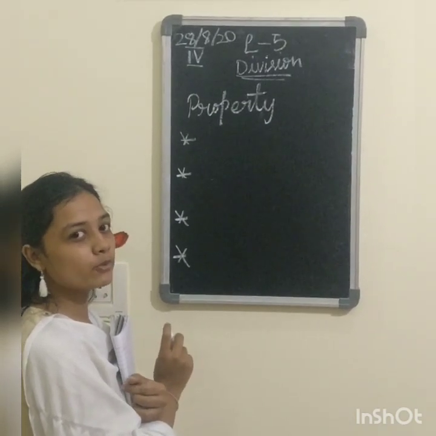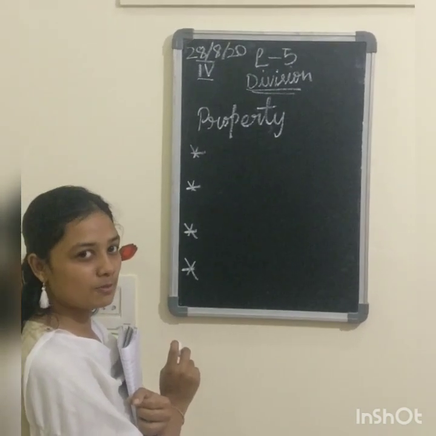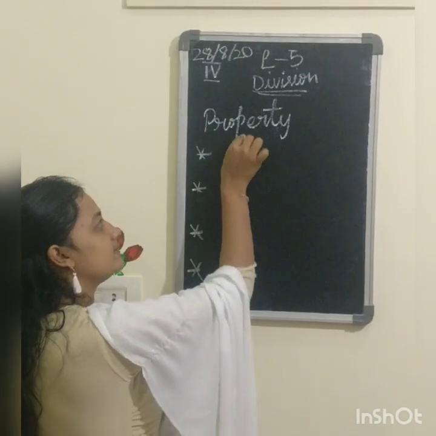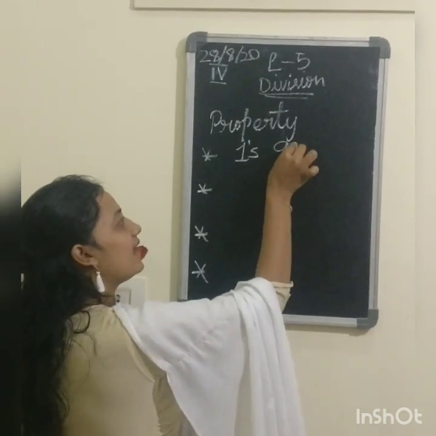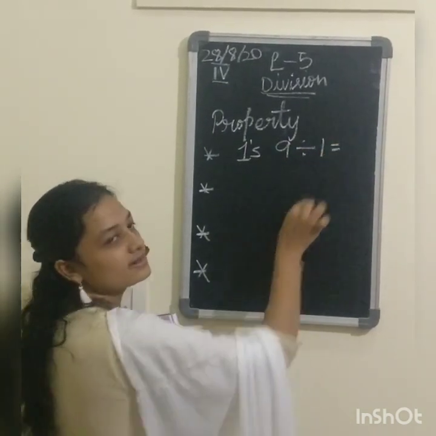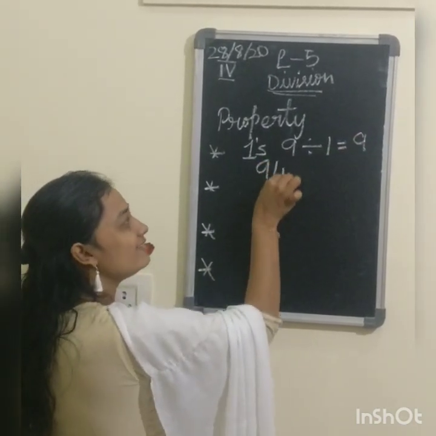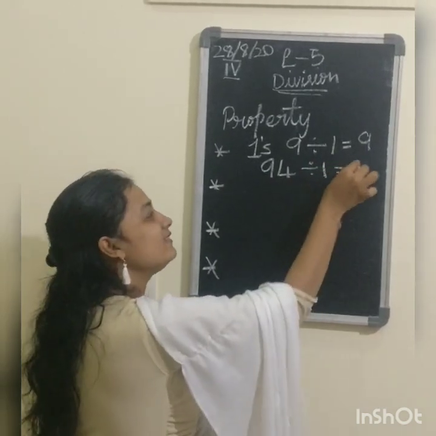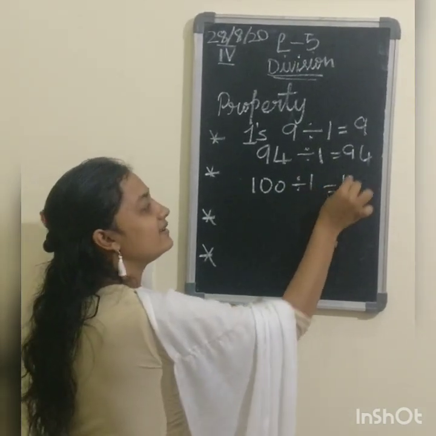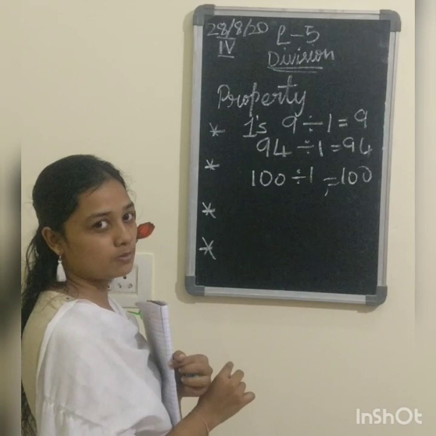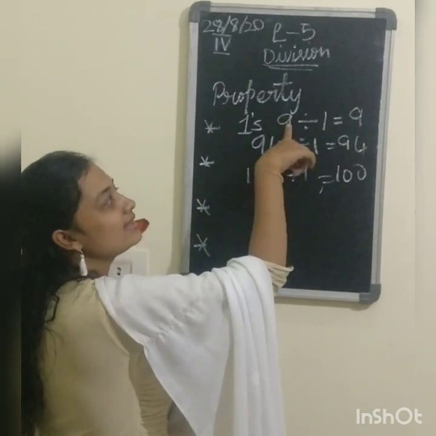Now let us see properties of division. In division we have 4 properties. So the first property is the ones property. What is this ones property? Any number divided by 1, the answer will be the number itself. One more example, I take 94 divided by 1, I get 94 itself. 100 divided by 1, I get 100 itself. So this is my first property. Any number divided by 1, the quotient or the answer is that number only.